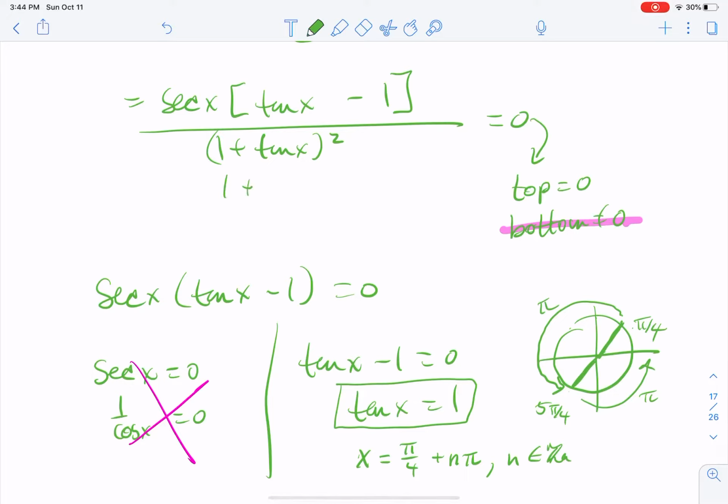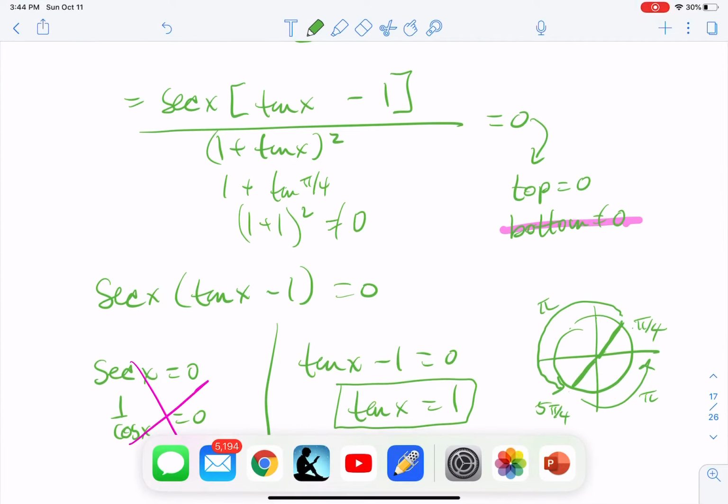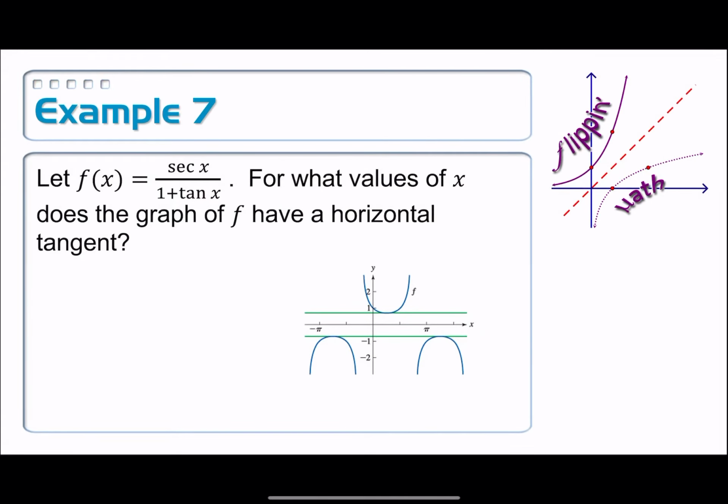We'll say 1 plus tangent of pi over 4. Well, the tangent of pi over 4 is 1. This would be 1 plus 1 squared. That's definitely not 0. So we're in good shape. So we just kind of lucked out that we forgot to do it because nobody reminded me. But that's not always going to be the case, just so you know.